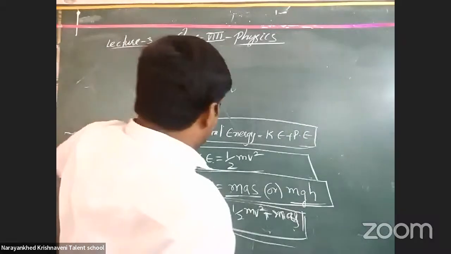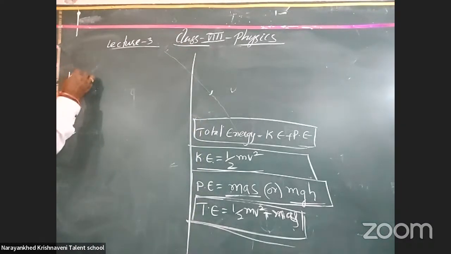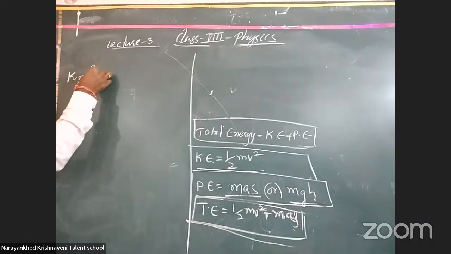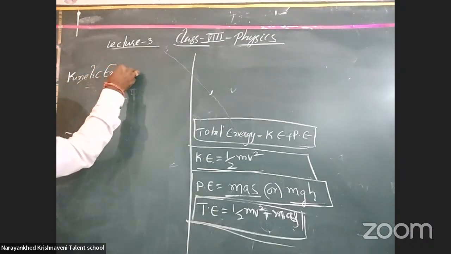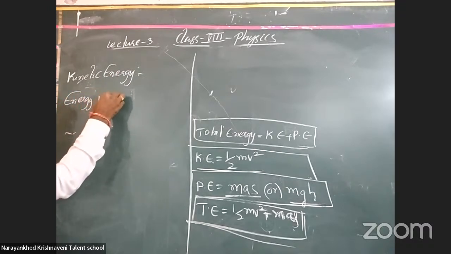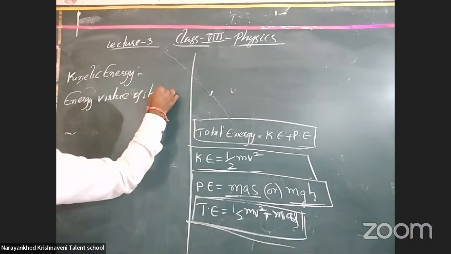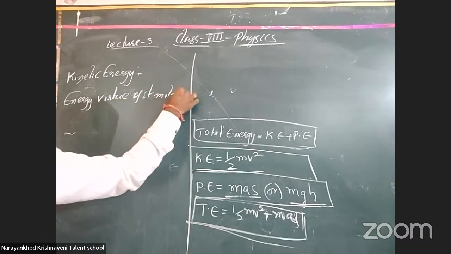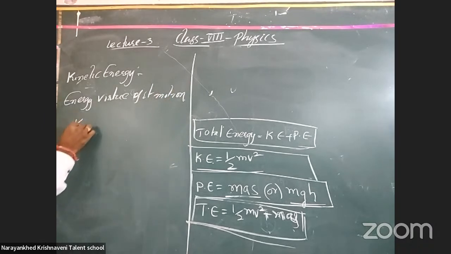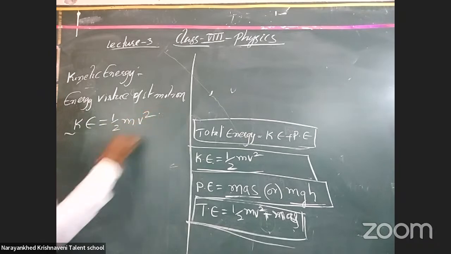Yeah, somewhat the kinetic energy relation. Check it here. There is kinetic energy. You know very well which one is called kinetic energy: the energy by virtue of its motion. What is it called? Kinetic energy. You know very well. The kinetic energy formula is what? Half mv square. What does it mean?